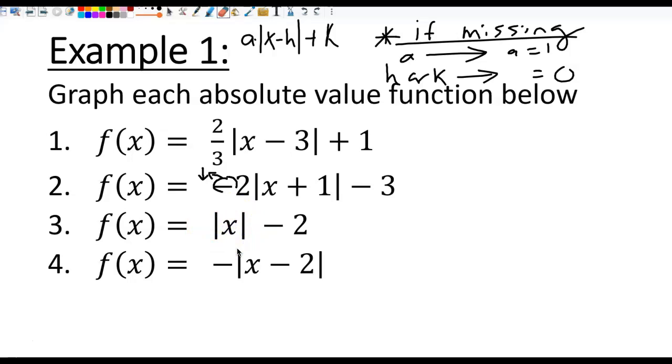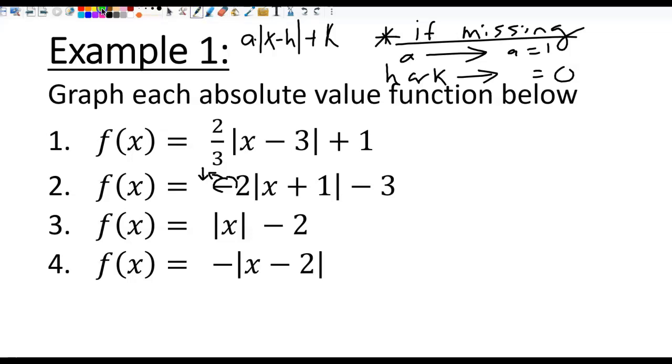Whereas there's nothing in the parentheses, but it should be plus or minus something, right? So what would go here so that when I subtract it, I still just get x? The answer is 0. So the reason the A is equal to 1 when it's missing is because it's a multiplier. And the reason the H and the K are 0 when they're missing is because they are being added or subtracted. But anyway, that's all I wanted to point out there.